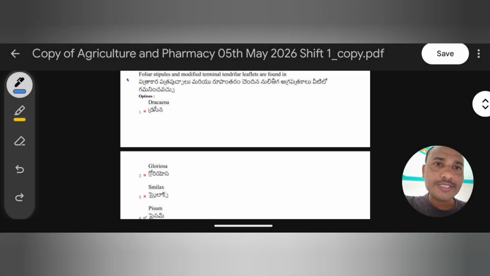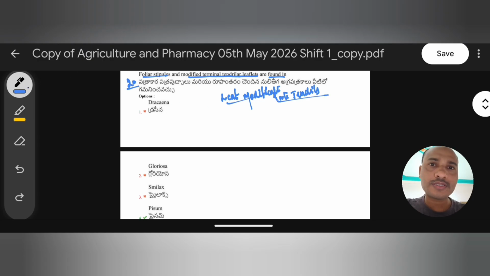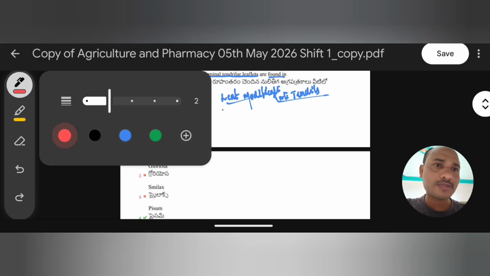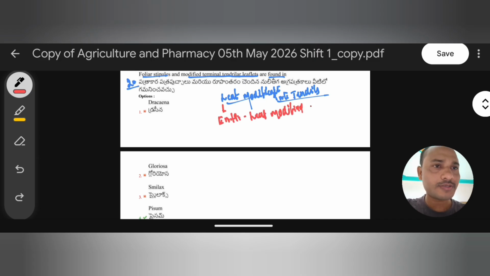Okay, next one, 26th. Here, foliar stipules and modified terminal leaflets as tendrils are found in which plants? These questions come from leaf modification into tendrils, so let's start some discussion on this important concept. If the entire leaf is modified into tendrils, it is generally seen in the plant Lathyrus, also called sweet pea. Except for the stipules, the entire leaf is modified into tendrils, which is seen in Lathyrus or sweet pea.